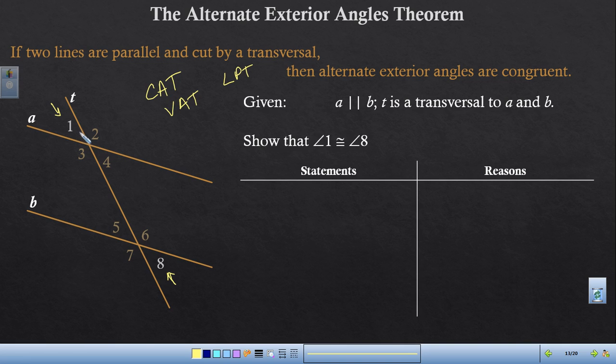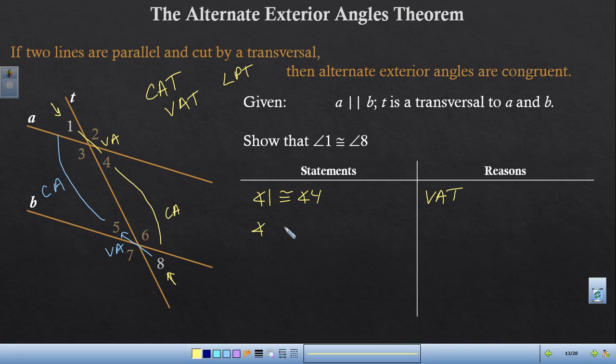So we can either go 1 to 4 vertical angles, 4 to 8 corresponding angles, or we could go 8 to 5 vertical angles, 5 to 1 corresponding angles. It doesn't matter which route you choose. All right, so angle 1 is congruent to angle 4, vertical angles theorem. Angle 4 is congruent to angle 8, corresponding angles theorem. Angle 1 is congruent to angle 8, transitive property. That's that.